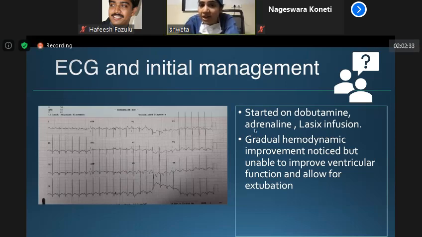So again, this child was started on all the inotropes. There was an improvement hemodynamically, but the function was not improving and we were unable to extubate. So again, we had a doubt whether we are dealing with underlying hypertension in this case, because such high left ventricular forces are seen.